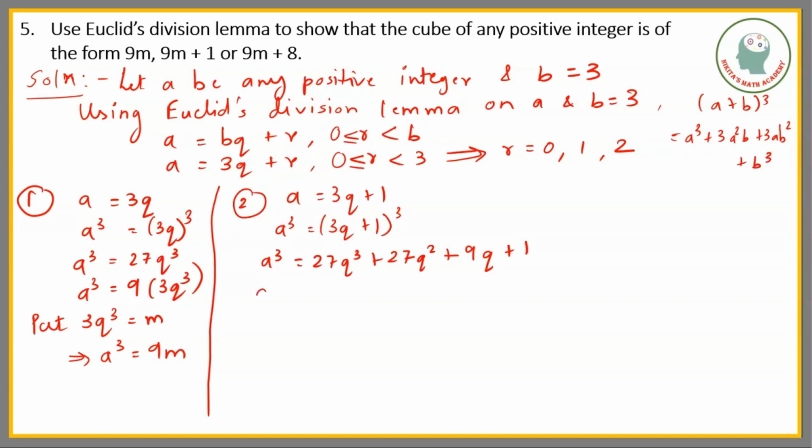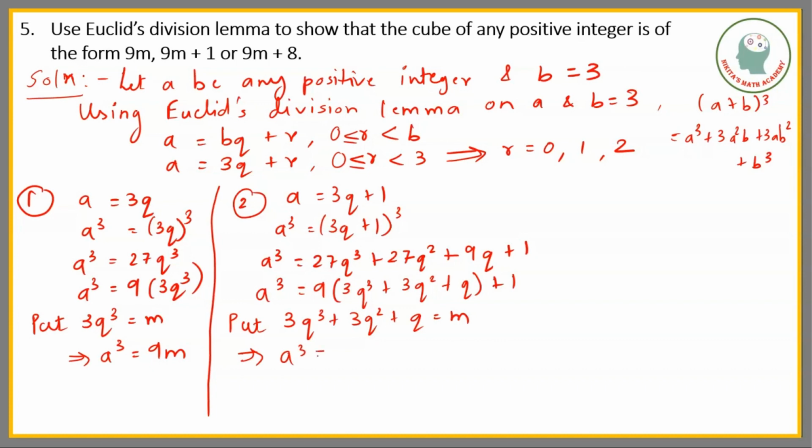Now, what do we have to do in the next step? We'll take 9 as common, right? So we have 3q cube plus 3q square plus q plus 1. Now, can you tell me what will be our next step? Yes, correct. We'll put this bracket, that is 3q cube plus 3q square plus q equals to m. This implies a cube equals to 9m plus 1.